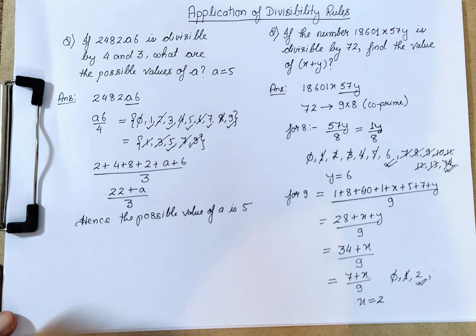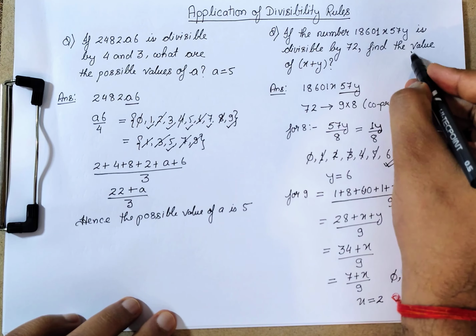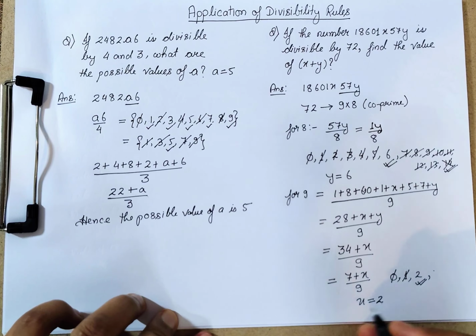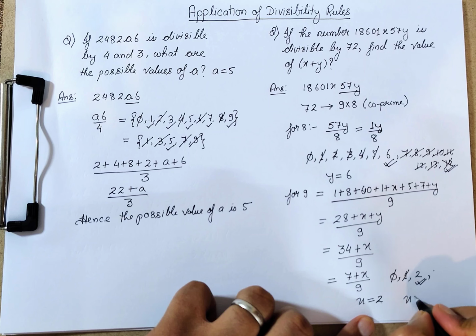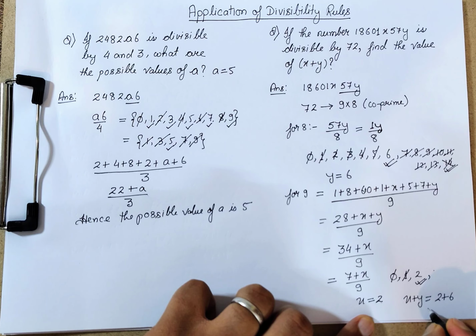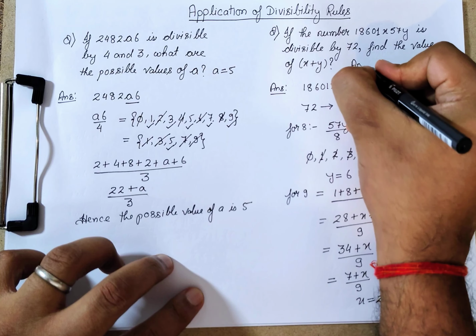Now in the question, it is asked to find the value of x plus y. So we know that x is 2 and y is 6. So x plus y equals 2 plus 6, which equals 8. So the answer is 8.